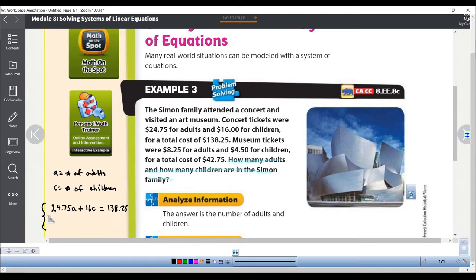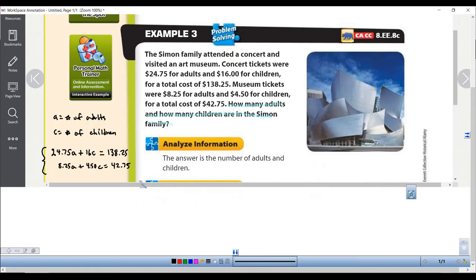Then right below that, they tell us for the museum, it's going to be very similar. The museum is $8.25 for adults. It is $4.50 for children. And the total cost there is $42.75. All right, so the question then is, how many adults and how many children are there? And that is A and that is C. Those are our unknowns that we have in a system of linear equations.